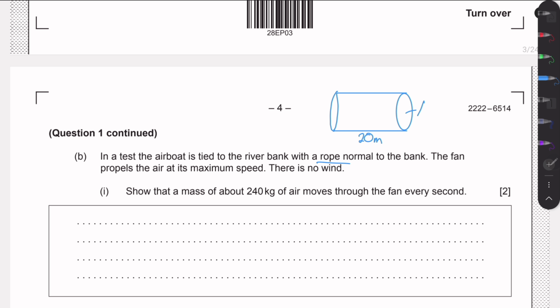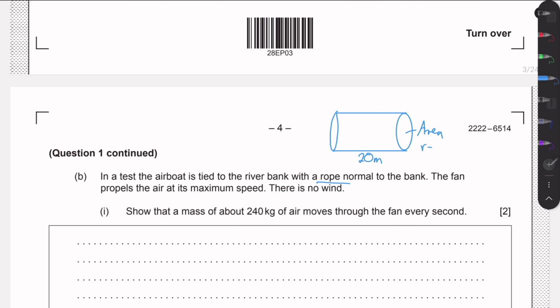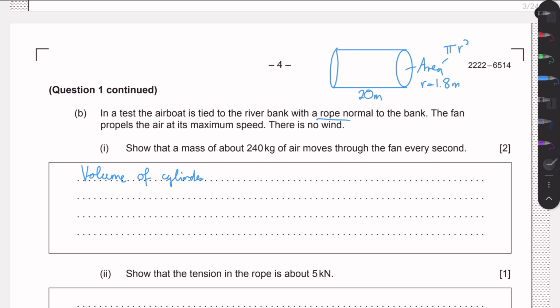And then this will have some area, which is equal to the area of the fan blades. So we can calculate that since we know the radius. We know the radius is 1.8 meters. And so the area will just be pi r squared. So we can find the volume of this cylinder. Volume of cylinder, well, it's just the base times the height. So the base area times the height, that's how you can calculate the volume of a cylinder.